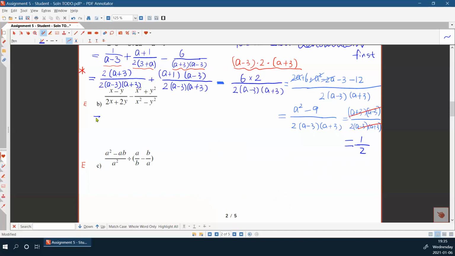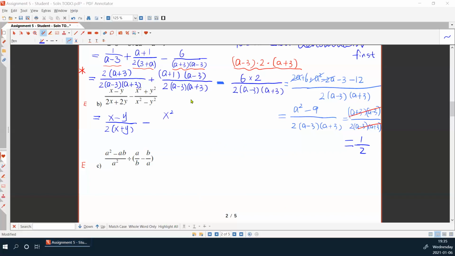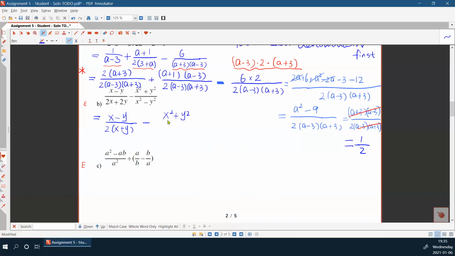Okay, first let's factor each term. First term is x minus 1 over 2 times x plus 1, right? And minus the second term is x squared plus y squared over, okay, x squared minus y squared is x plus y times x minus y, right?